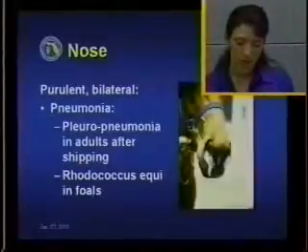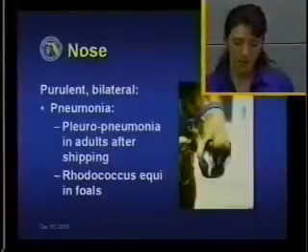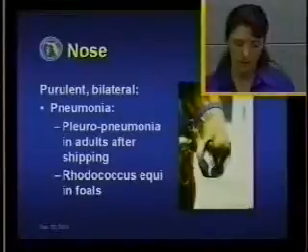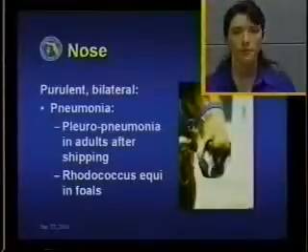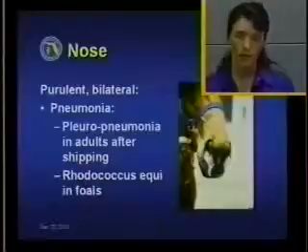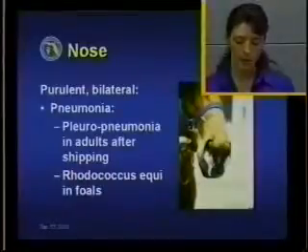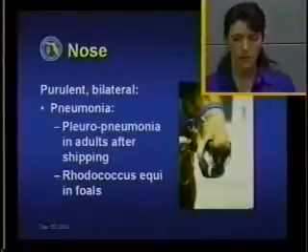In foals, the most common cause of bacterial pneumonia is Rhodococcus equi, which is an organism that tends to form microabscesses throughout the lung. This is a disease that can be diagnosed by transtracheal wash and radiographs of the chest.